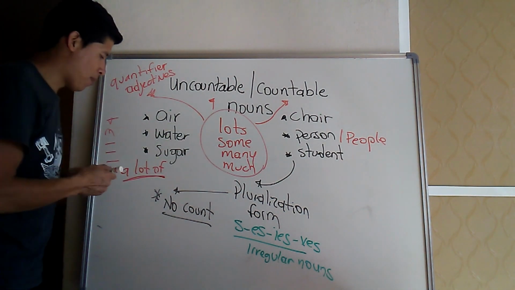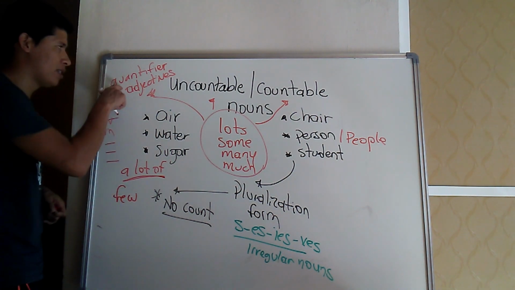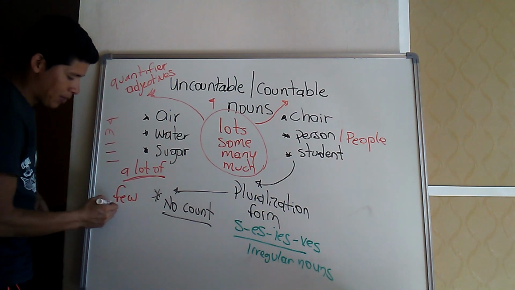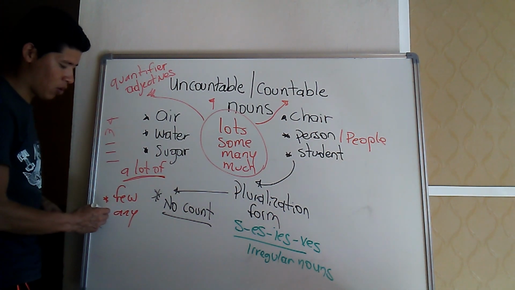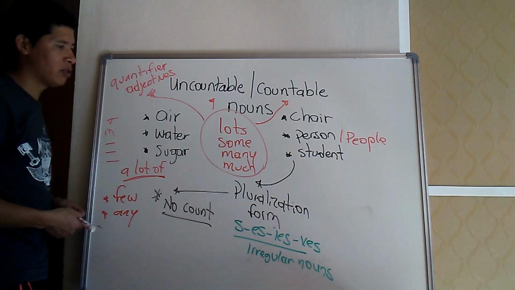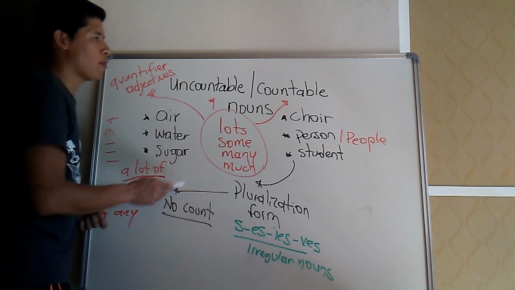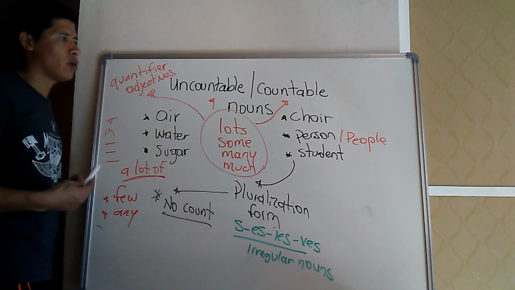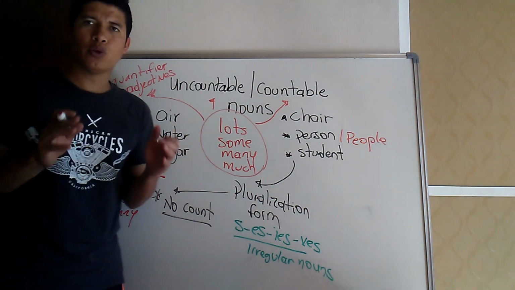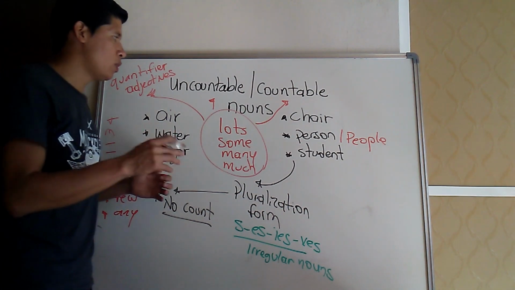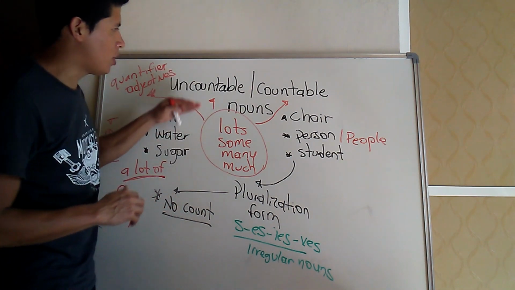Maybe we can also use few, which is another quantifier adjective. A few, and any. Few and any belong to the quantifier adjectives. You can use few with uncountable and countable nouns, and any you can use with uncountable and countable nouns. That is very important to understand in English about the use of uncountable and countable nouns. That's all, guys, about uncountable and countable nouns.